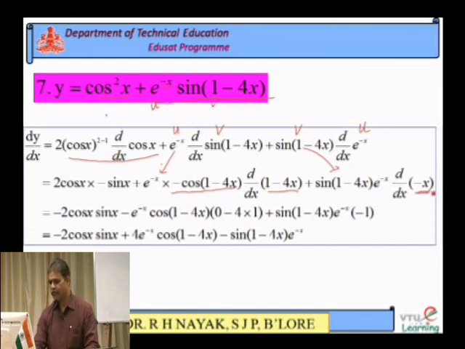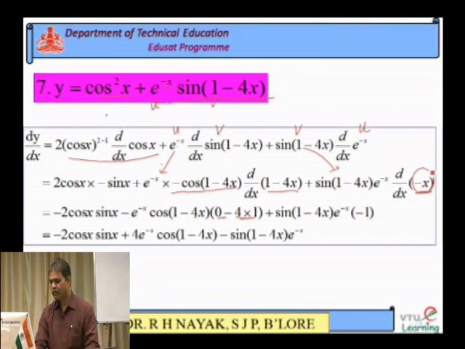Then this is minus 2 cos x into sin x plus into minus minus e power minus x into cos of 1 minus 4x, then differentiation of 1 is 0 minus differentiation of x is 1, it is 4 into 1 plus keep sin of 1 minus 4x as it is. Here e power minus x is taken as it is, differentiation of minus x is what? Minus 1. Hence, it will reduce us to minus 2 cos x into sin x.